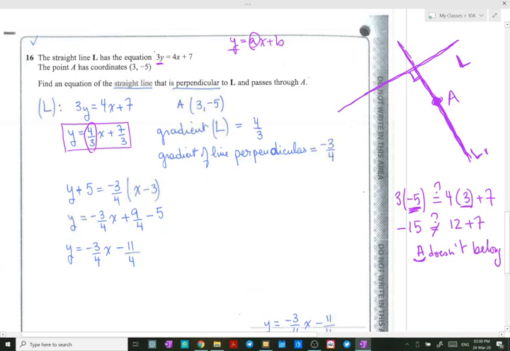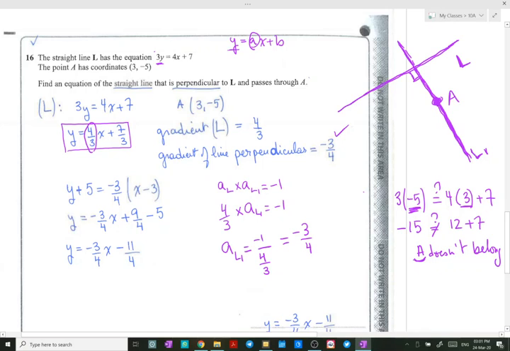In order to find the gradient of L1, which is perpendicular to L, you need to apply this rule: the gradient of L times the gradient of L1 is equal to minus 1. So you replace 4 over 3 times the gradient of L1 is equal to minus 1. Therefore, the gradient of L1 is the negative reciprocal of 4 over 3, which is equal to minus 3 over 4, which is here.